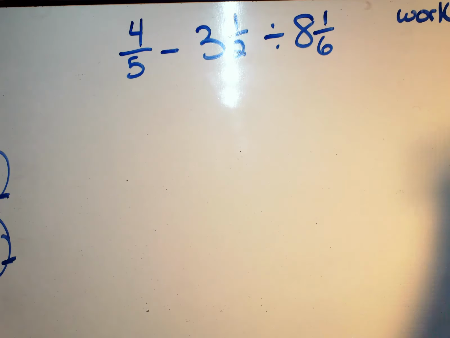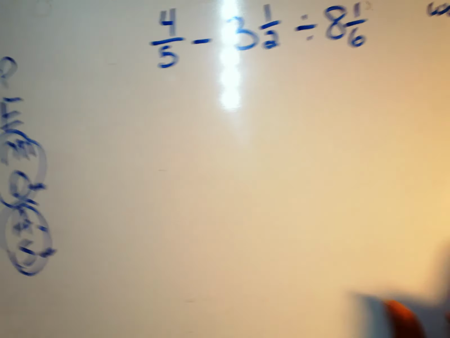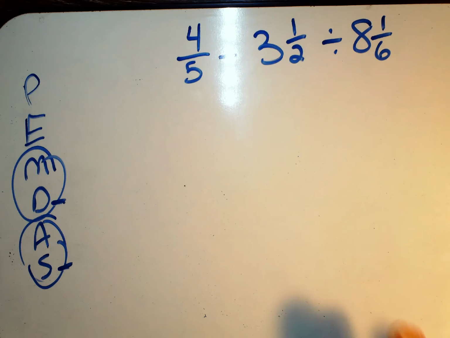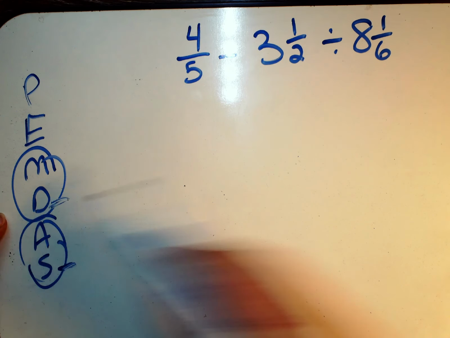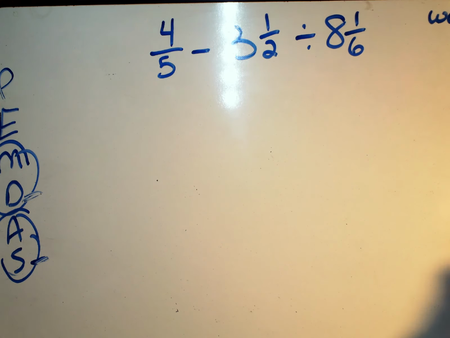Hi everyone, here is another question that you can practice with. So it's 4/5 minus 3.5 divided by 8 1/6. What's great about this is that it does the same thing where it's subtraction and division, where you have to do division first, and then you're going to do subtraction. But the problem is that there's a tricky part that you've never done before.